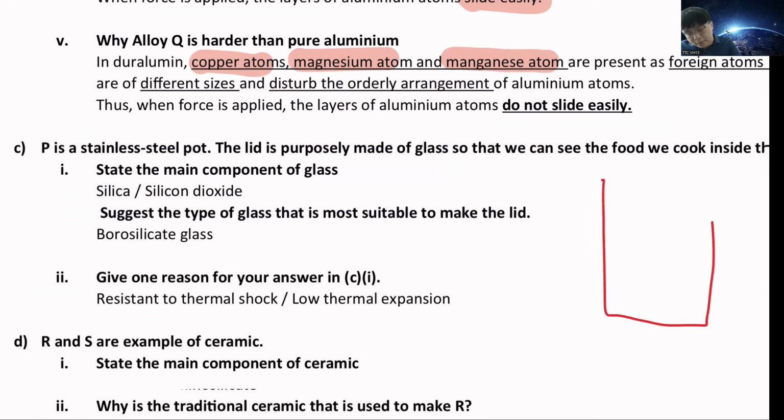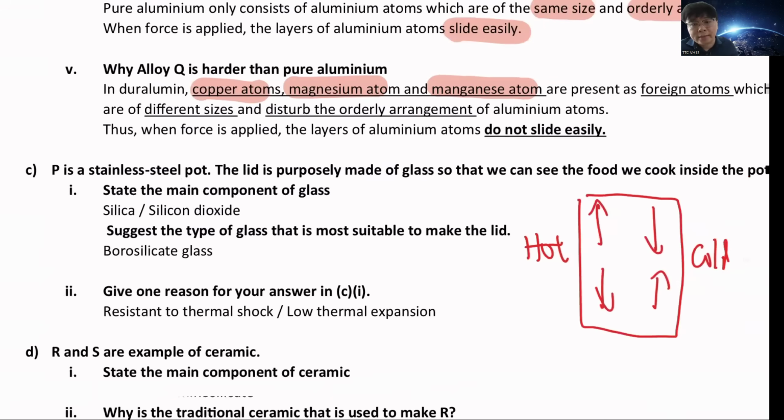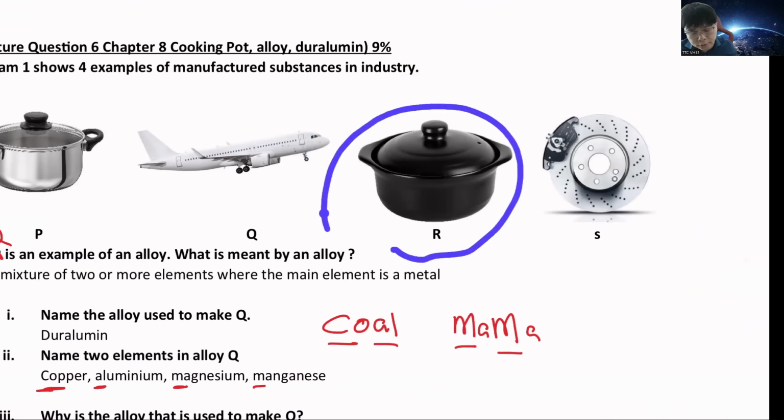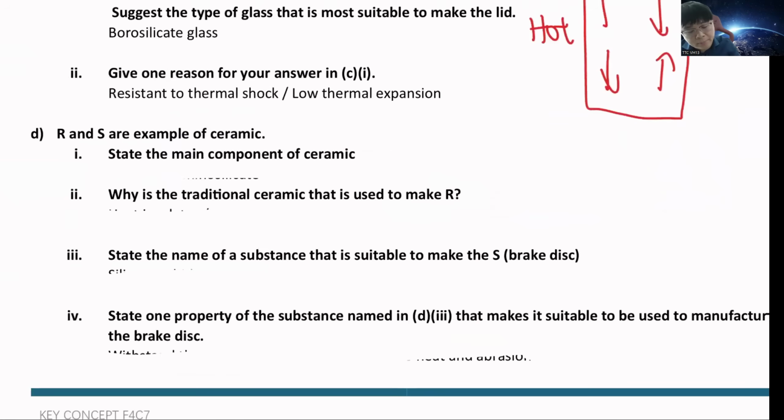Glass cracks because, let's say the outside is hot and the inside is cold. Hot will expand, cold will contract, and glass is not so flexible. But borosilicate glass doesn't expand a lot. So when hot and cold, they don't expand too much, so it's not easily cracked. You can heat it directly from 25 Celsius all the way to 200, and it won't crack. Then R and S are ceramics. What is the difference between these two ceramics? This is called traditional ceramic. This is called advanced ceramic. Traditional ceramic is made from kaolin or aluminosilicate.